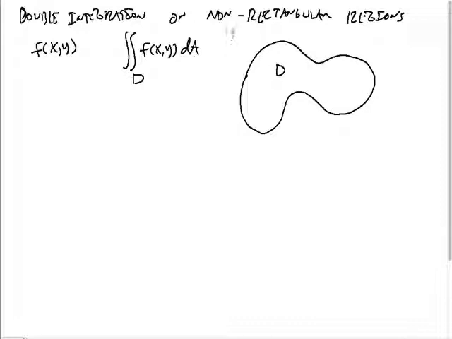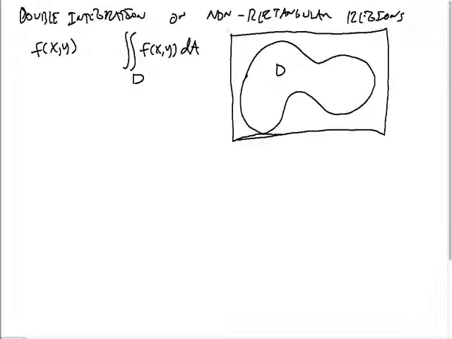Now clearly we could always put D inside a rectangle. We're going to think of regions that are fairly simple, at least that they can be put inside boxes. We're not going to do anything crazy here. We want to know how to integrate these things. So here's our x and y, and we can think about it in some ways like this.